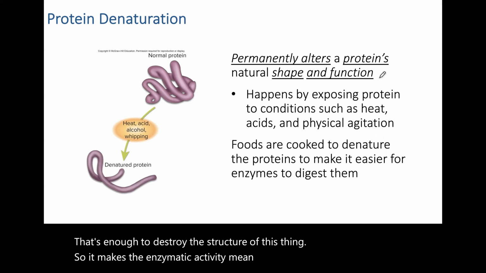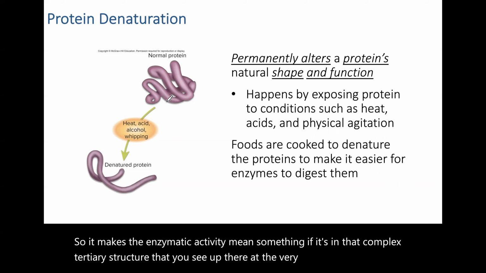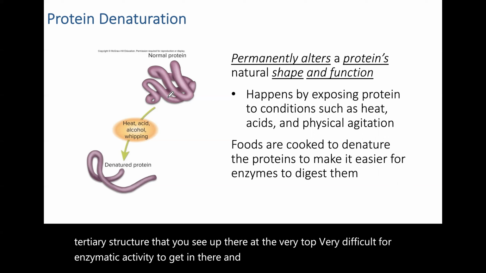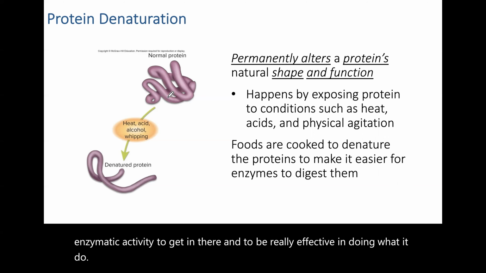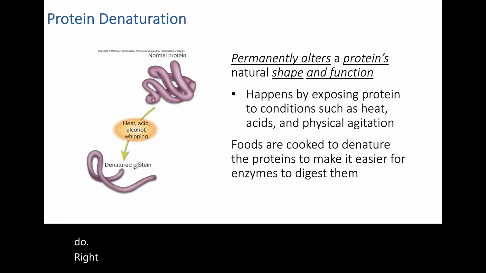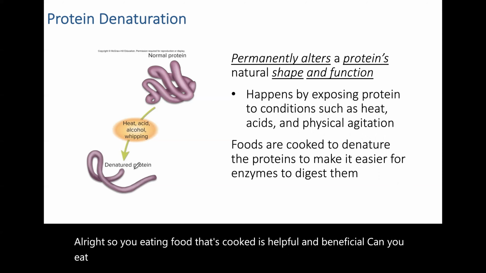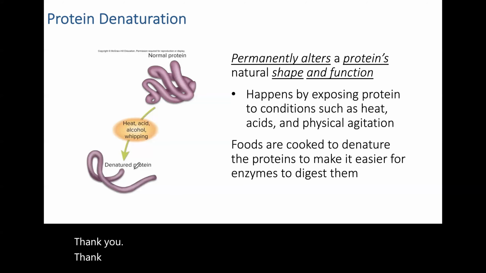If it's in that complex tertiary structure that you see up there at the very top, very difficult for enzymatic activity to get in there and to be really effective in doing what it do. So, eating food that's cooked is helpful and beneficial. Can you eat stuff raw? Sure. Is it a little bit more difficult to digest and break down? Heck yeah. Heck yeah.